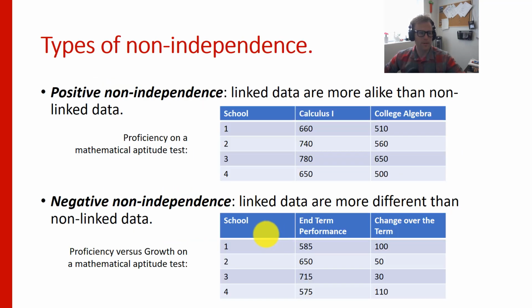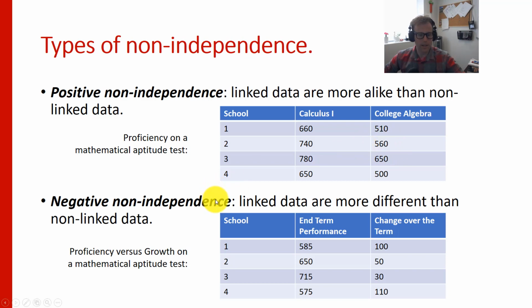So we have different types of non-independence. We can have positive sources of non-independence in which linked data are more alike than non-linked data. For instance, in this case, if we're looking at proficiency on mathematical aptitude tests at 4 different schools, maybe for schools that have a stronger math department, their Calculus 1 scores and their college algebra scores will both tend to be higher. So we see in this situation a difference between Calculus 1 and college algebra. The level of mathematical proficiency for students in those two classes is different. But we also see a positive non-independence because schools where they score higher on Calculus 1 are also schools in which they score higher on college algebra.